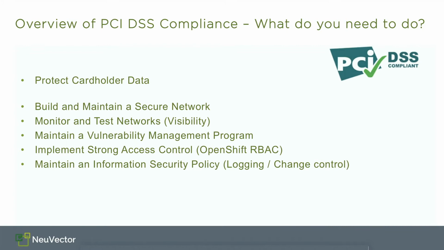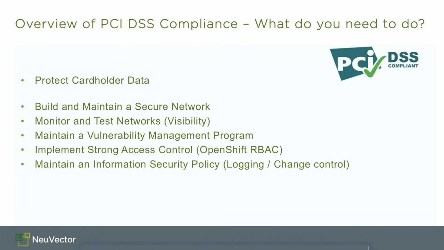You should maintain a vulnerability management program. So from the very early days in the CICD pipeline, you should manage your vulnerabilities all the way through to production. And you should implement strong access control. And Dave mentioned that briefly with the OpenShift RBAC. And so that is, of course, a part of making your environment PCI compliant. And then finally, you're going to maintain a security information policy. That means that you need to have good logging in place and good change controls in place, so you can do rollbacks, and you can also see who changed what.